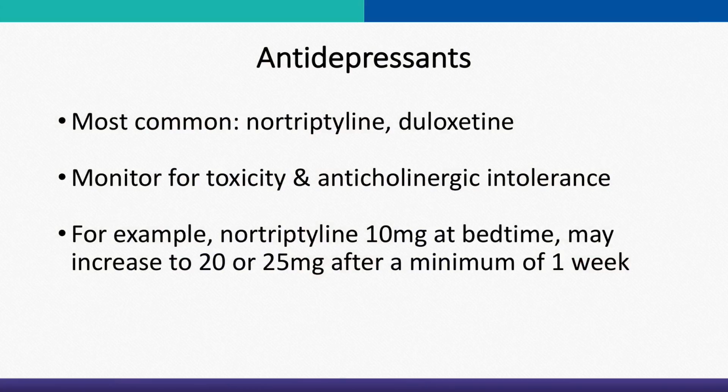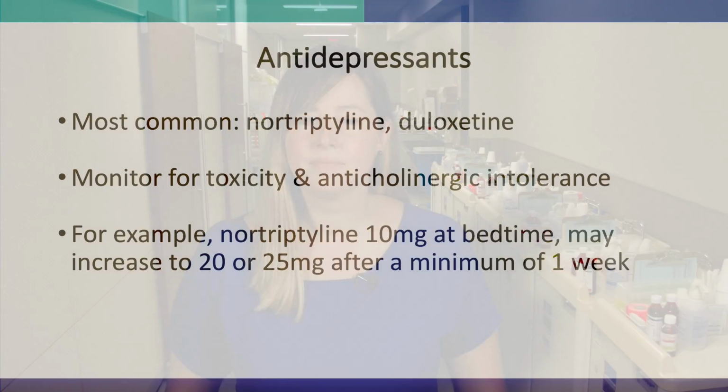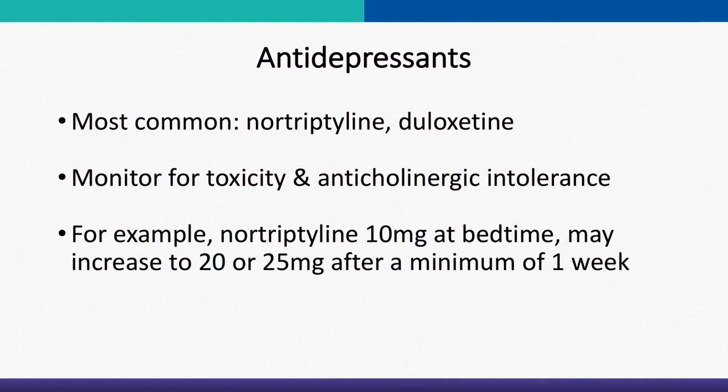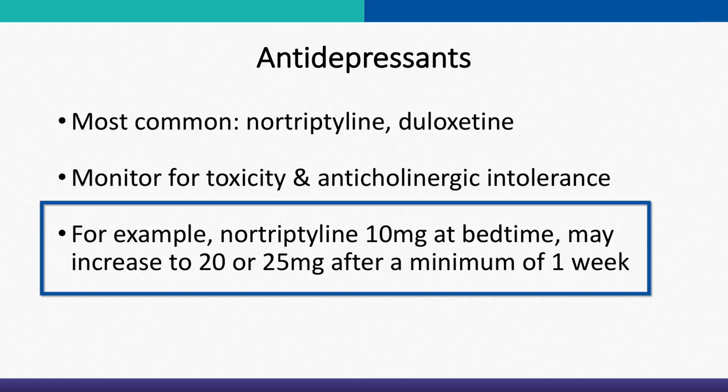There are many antidepressants to choose from to help with neuropathic pain management. However, nortriptyline and duloxetine tend to be used most frequently. While this class of medication has to also be started at a low dose and titrated up as tolerated, toxicity and anticholinergic side effects must be monitored. An example of dosing would be to start nortriptyline at 10 milligrams at bedtime. Should a higher dose be needed to better control the neuropathic pain, an increase to 20 or 25 milligrams may be considered after at least a week of treatment.